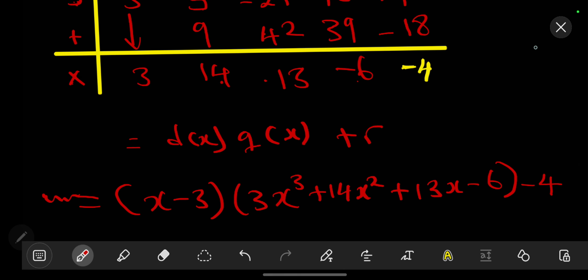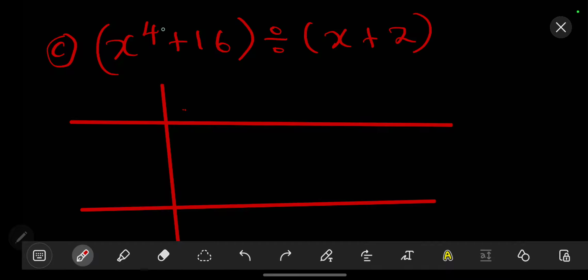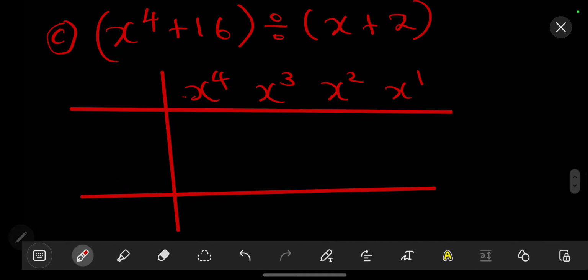Let's look at our next question. Let's say we have this one. So what we are going to do is let's draw that. The highest power is 4. So we are going to have x to the power 4, x to the power 3, x to the power 2, x to the power 1. Then finally we are going to have x to the power of 0.